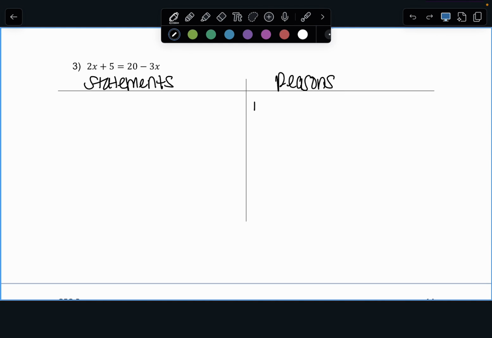I put number 1 down. And what goes next to number 1 always? 2x plus 5 equals 20 minus 3x. Yep, given and the equation that you start with. And then all we're doing is algebra, but we're explaining our steps as we go.